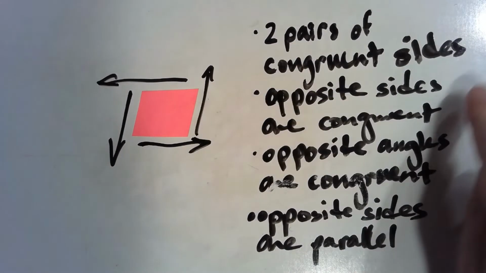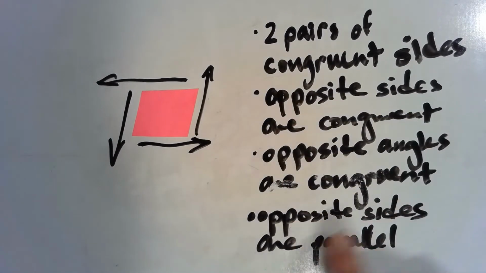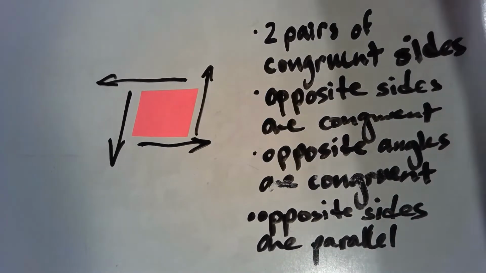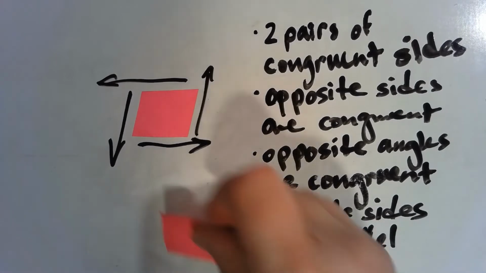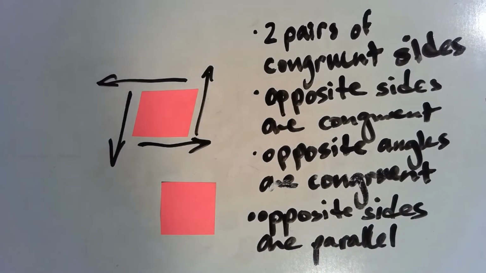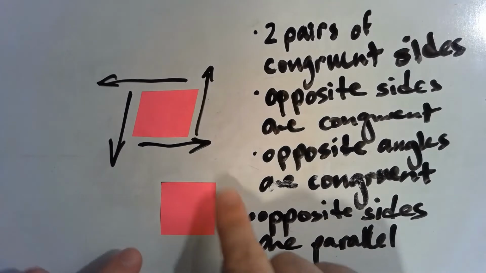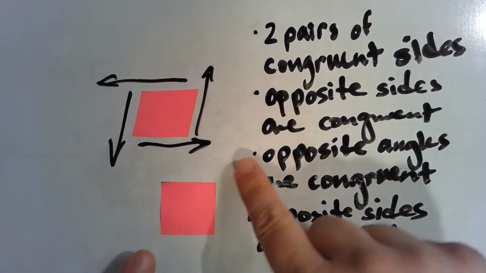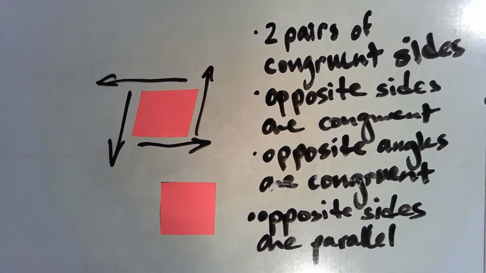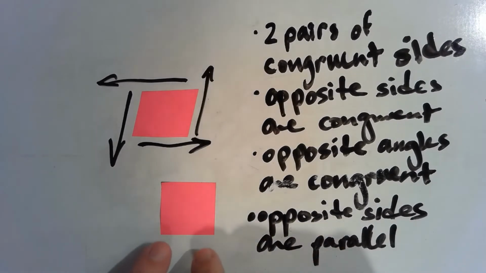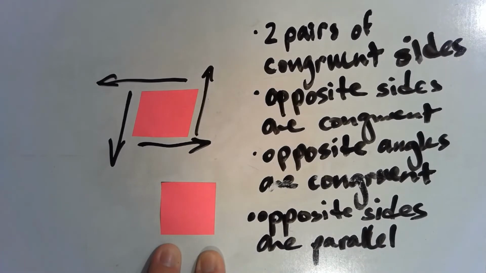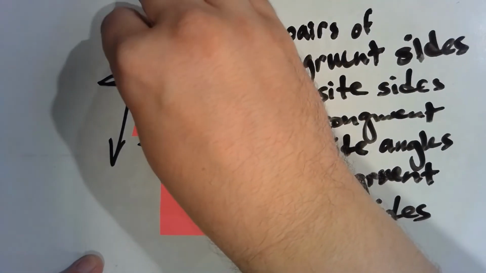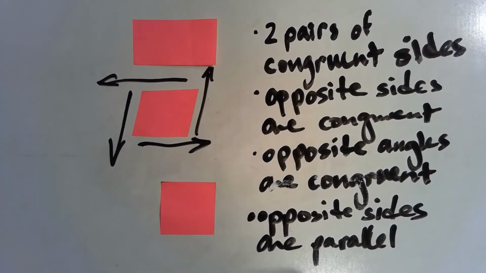If we look at two pairs of congruent sides, opposite sides are congruent, opposite angles are congruent, does that mean that a square could be a parallelogram? Well, does it have two pairs of congruent sides? Sure, they just happen to all be congruent. But are opposite angles congruent? Are these two 90 degrees? Are these two 90 degrees? Yes. And are opposite sides parallel? For sure. So yes, a square is a very special type of parallelogram. And let's look at a rectangle. Is a rectangle a parallelogram? Once again, I do think it fits all the criteria, so a rectangle is also a parallelogram.